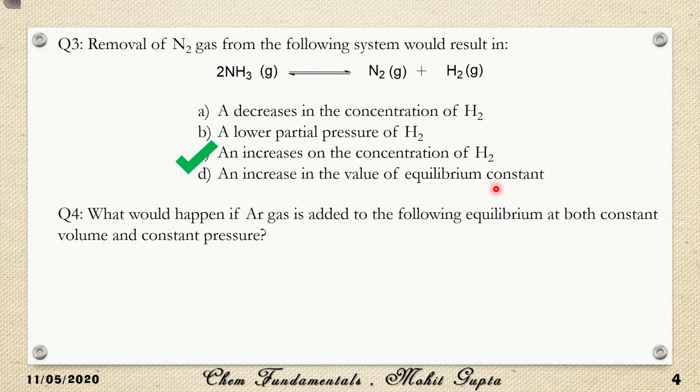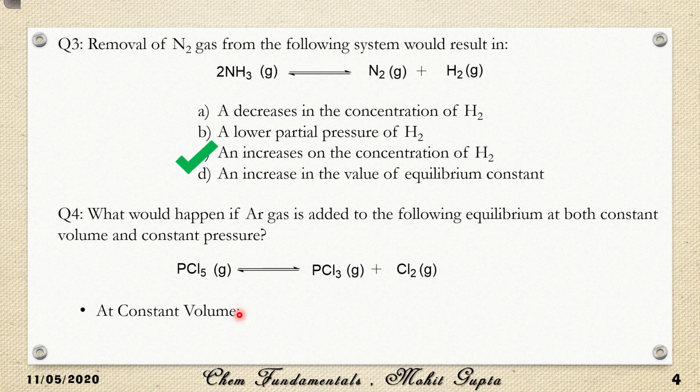So option C is correct. Let's move to the next question, question 4. What would happen if argon, which is an inert gas, is added to the following equilibrium at both constant volume and constant pressure? So here we have to find out what would be the effect both at constant volume as well as at constant pressure. So the equation is PCl5 decomposing to produce PCl3 and Cl2 gas. At constant volume, as we already know, if we do not increase or decrease volume, there won't be any change, so no effect on equilibrium. However, at constant pressure, if I add an inert gas, its internal pressure increases, due to which the chamber expands.